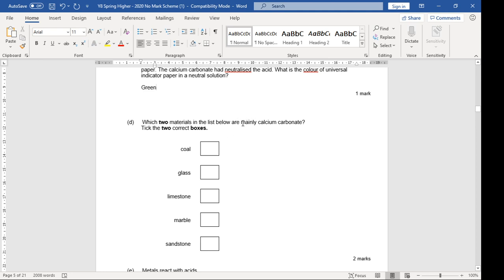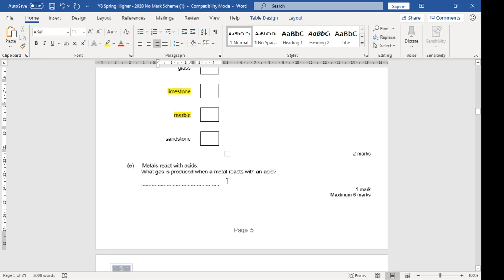So which two materials are mainly calcium carbonate? Well, we've done limestone recently, and that's calcium carbonate. And then, if you know that one, you can work out the second one, which is marble, because marble is a metamorphic rock and it is made from limestone. And then this is just a question going back to the reactivity series topic. So metal plus acid gives salt and hydrogen. So that's question number 2.